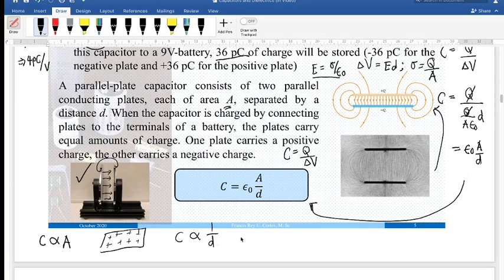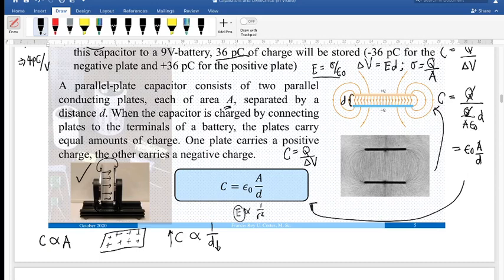Okay, so why is that? When we make the distance very small, the capacitance increases. So why does that happen? When you make the displacement very small, what will happen is it will actually change the electric field, because we know the electric field depends on 1 over r squared, right? So r is the distance between the two plates. So when the distance decreases, the electric field increases.